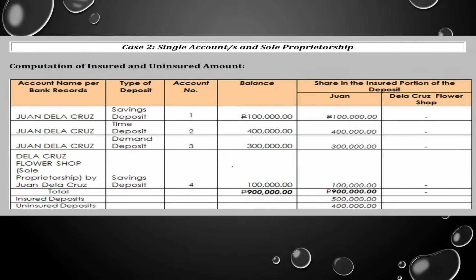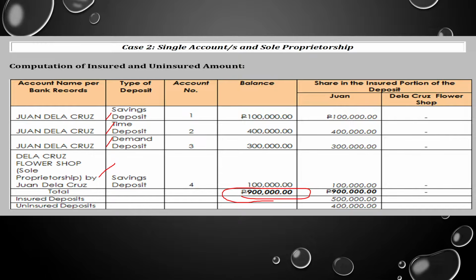So in this case, Juan de la Cruz has different type of deposit. Meron siyang savings, time, and demand deposit. And meron din siyang isang sole proprietor na business. Now question is how much is the insured deposit and how much is the uninsured deposit. So a total of 900,000 yung deposit niya.